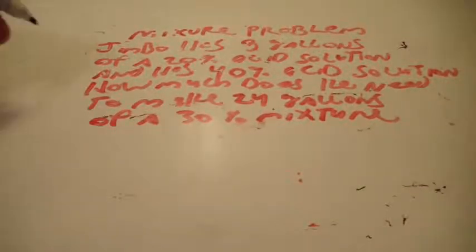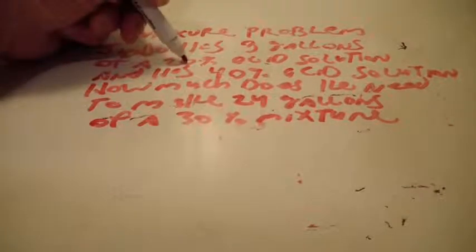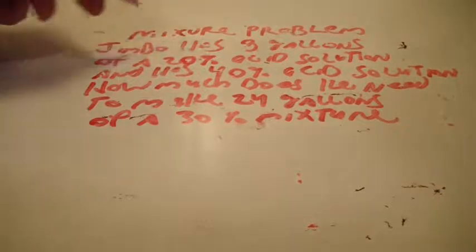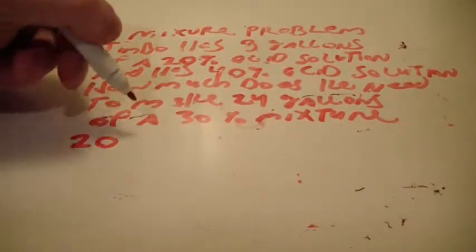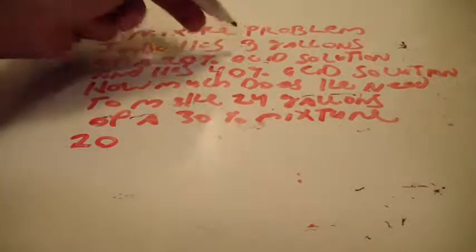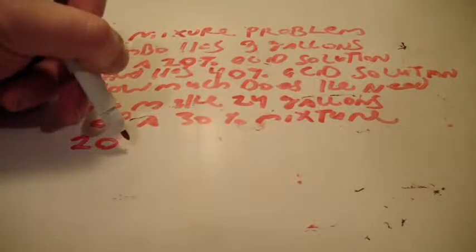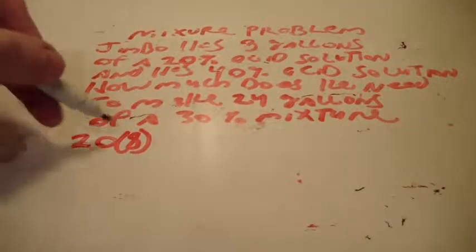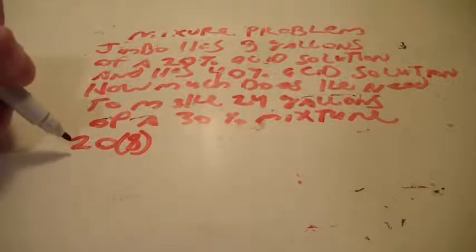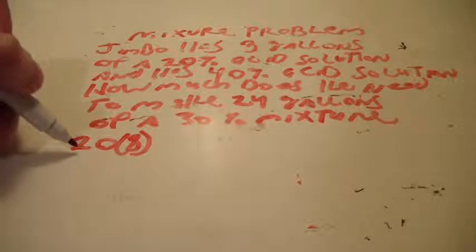Okay, so like the one before, you start with the ones you have. 20%. Now we know we're not going to put X there like we would the last one. We're going to put 8 because we know how much we have of that. We have 8 gallons of that. This is a 20% solution of acid.